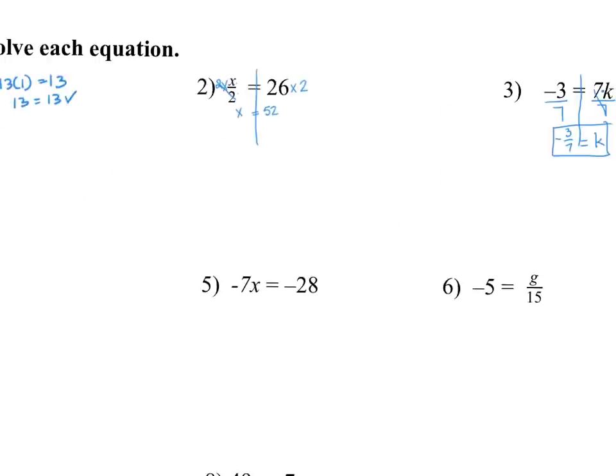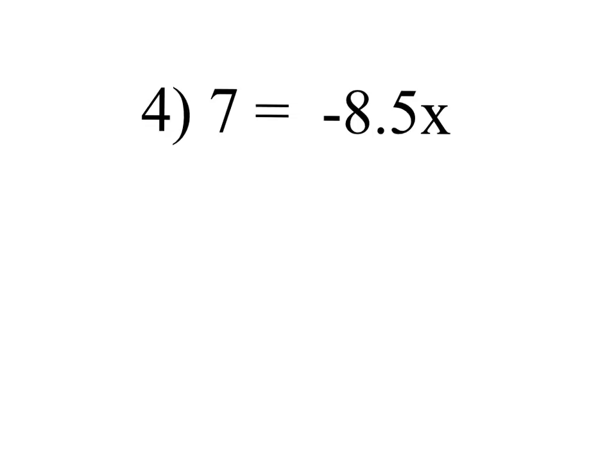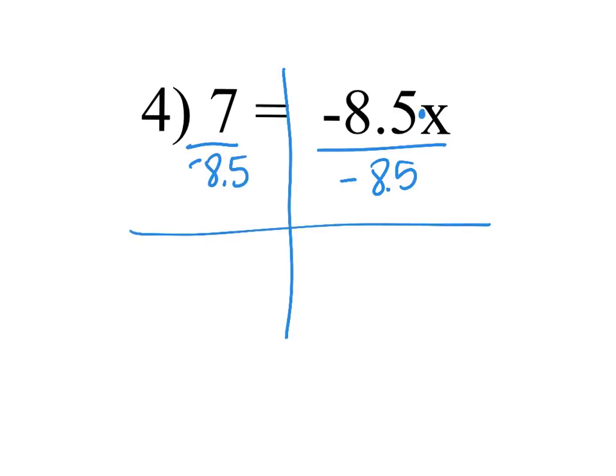Okay, number 4. 7 equals negative 8.5 times x. Remember, they're multiplying, so the opposite is divide. So we're going to divide both sides by negative 8.5. Now, that's kind of getting a little tricky. Okay, so 7 divided by 8.5, we know it's going to be negative because a positive divided by a negative is a negative. So we're going to scoot that decimal over.